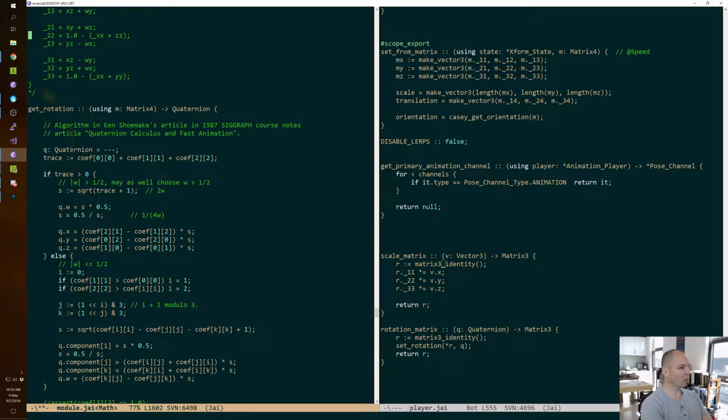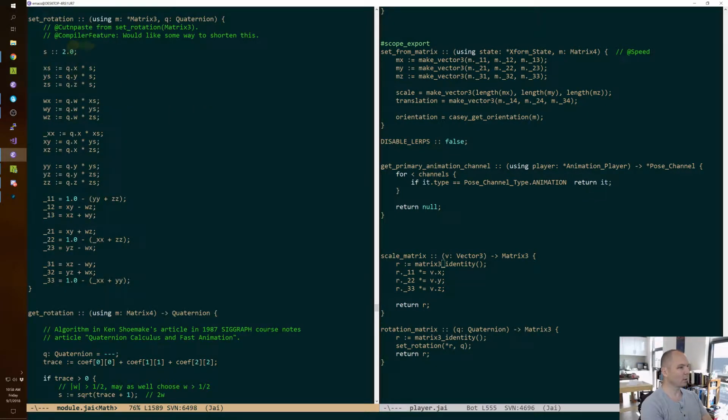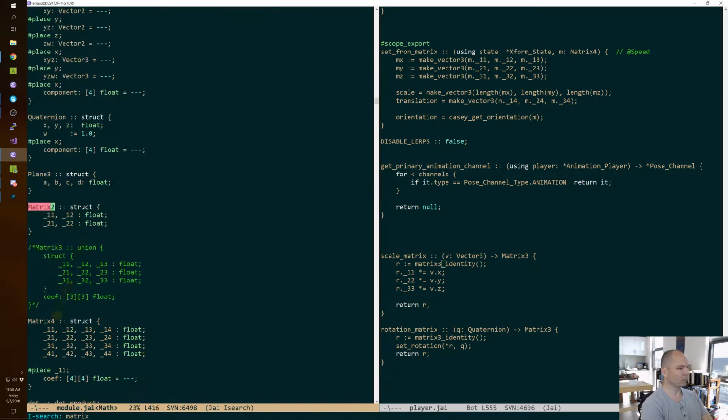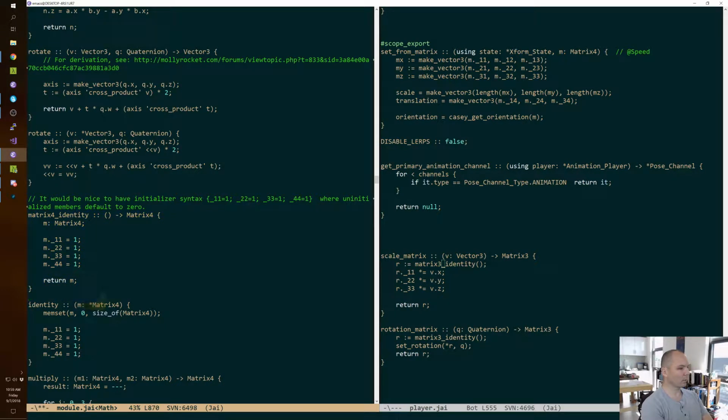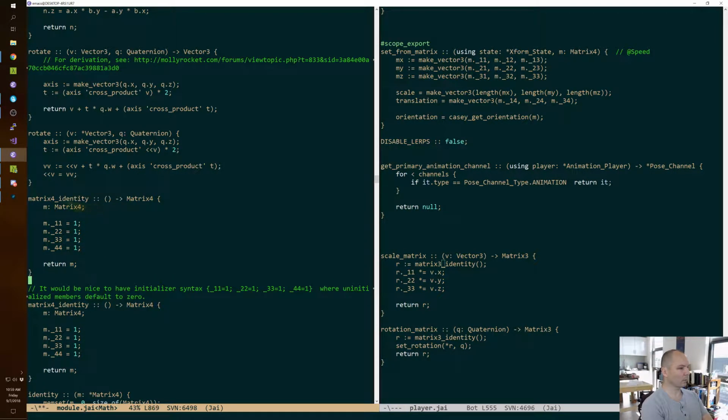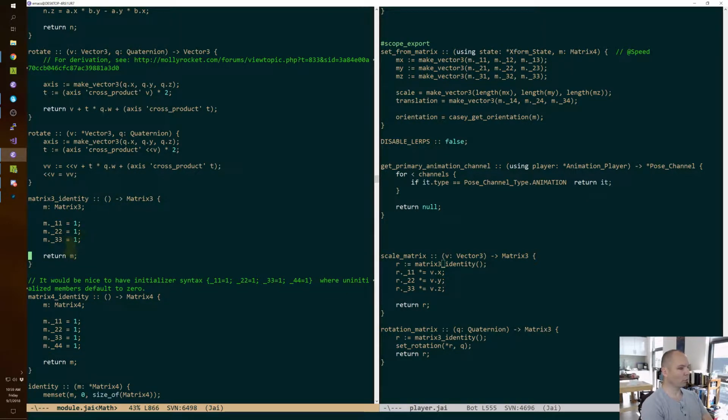Set rotation on matrix 3. Bam. Did we have a matrix 3 identity? Whoops. So matrix 3 identity, going to matrix 3, no 4, 4, there we go. This is not even that fast of a routine. It doesn't matter. When we get down to micro optimizing this, it becomes different. Okay, so we have matrix 3 identity, we have set rotation. We don't have multiply, I don't think.